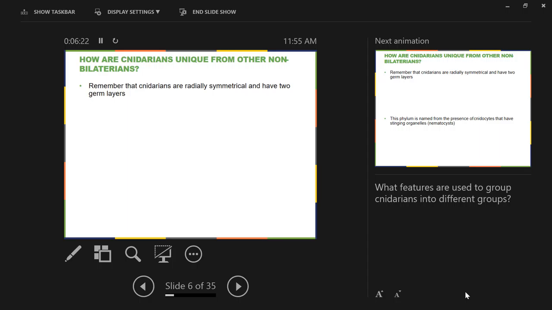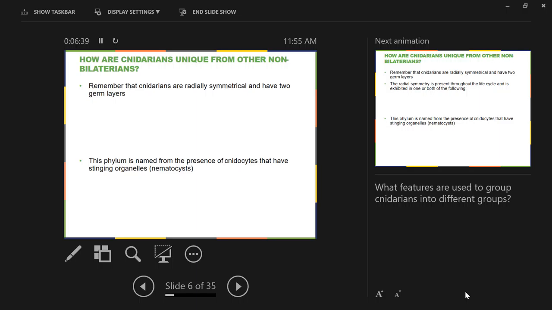I'll give you a hint. They're the technical names for outer layer and inner layer. Ectoderm and endoderm. Look at that. Critical thinking at its finest. Nicely done. Nicely done. And I have no idea why this point came before the one right after it, but alas, that's what happened.